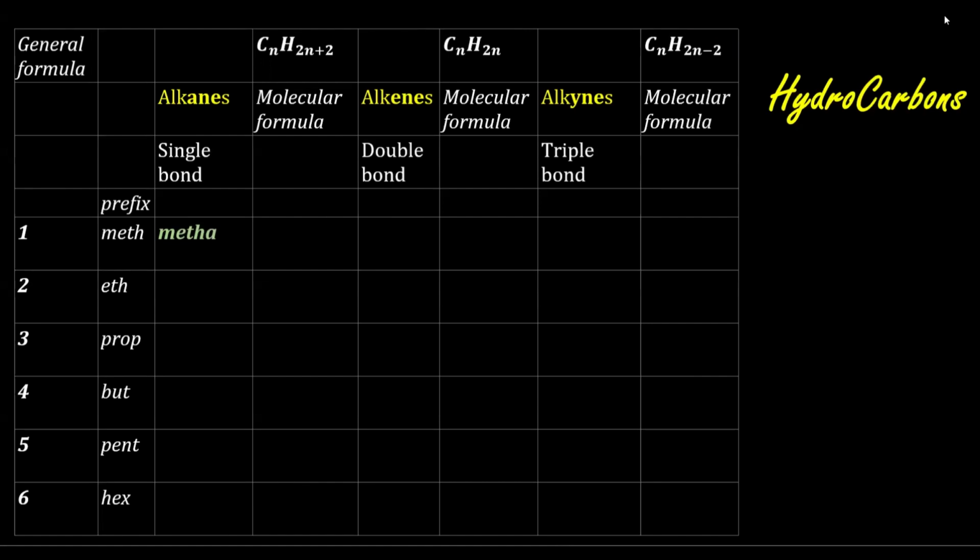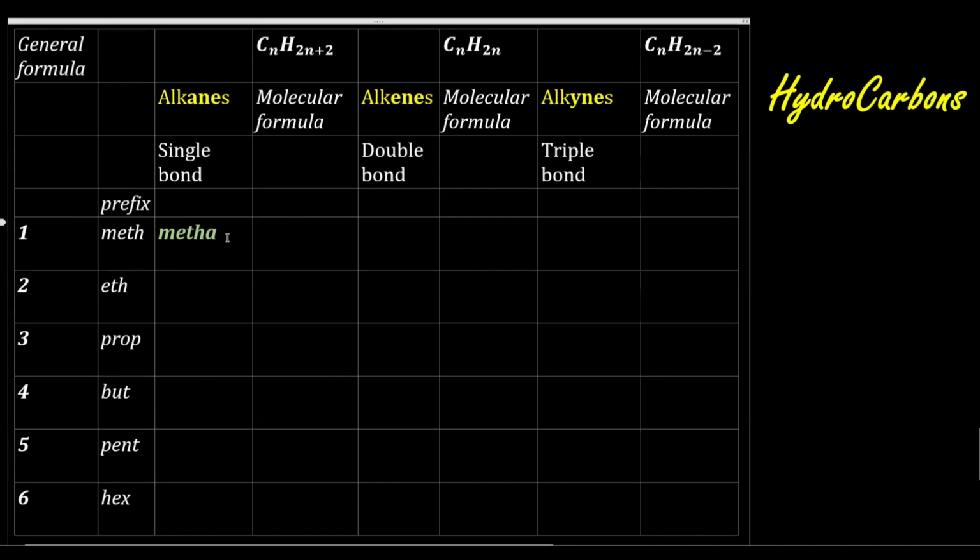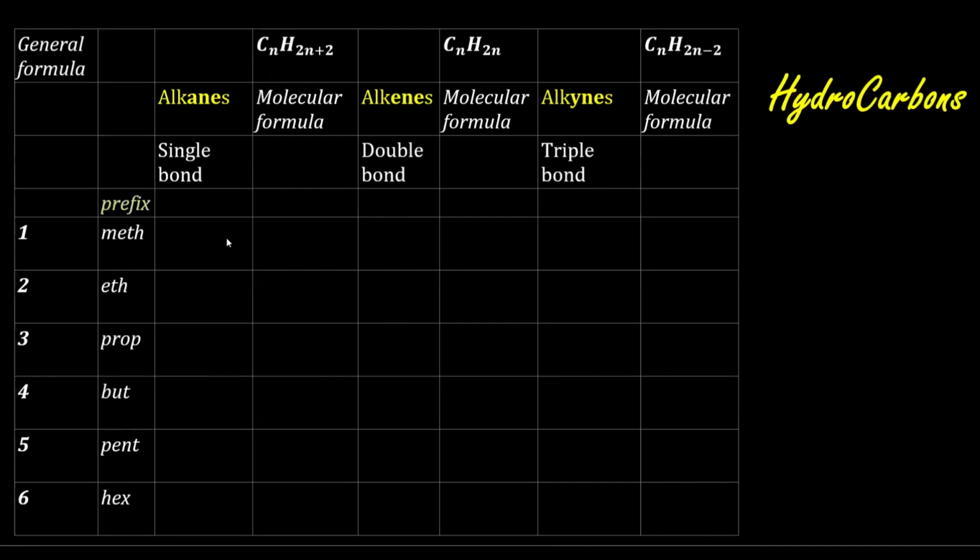Further, you should also understand the prefixes, which we are going to use here. The prefix for one single carbon atom is meth, eth for two carbon atoms, prop for 3, but for 4, pent for 5, and hex for 6. Now let's begin with the formation of these molecules.